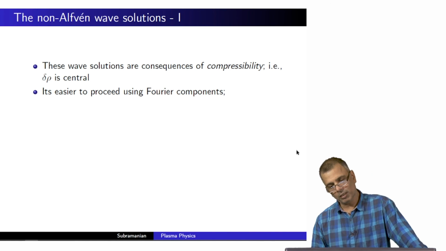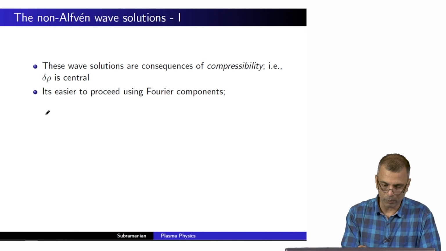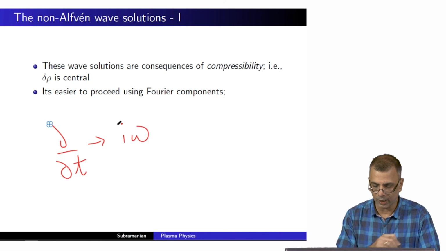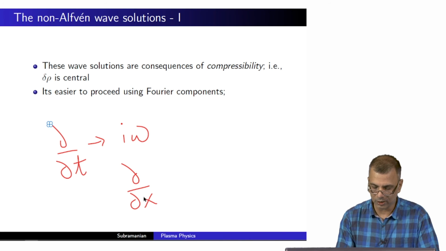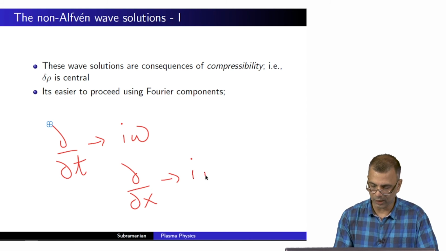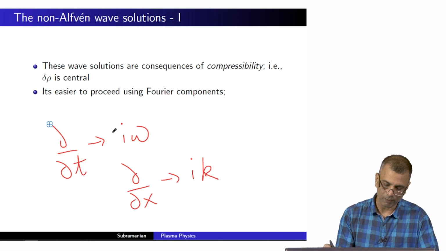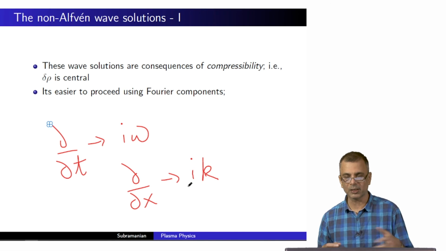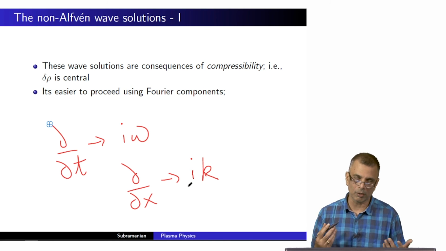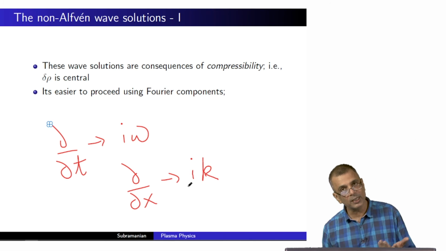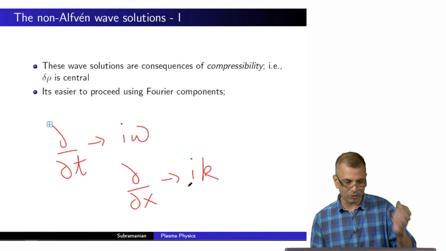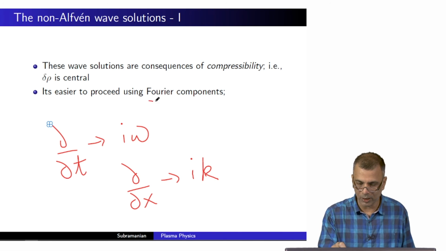It's easier to proceed using Fourier components. In other words, wherever you see d over dt, you write it as i omega. Wherever you see a d over dx, you write it as ik. There can be a minus i omega or a minus ik, depending upon whether you're writing e raised to i omega t minus kx or e raised to i omega t plus kx, but it doesn't matter.